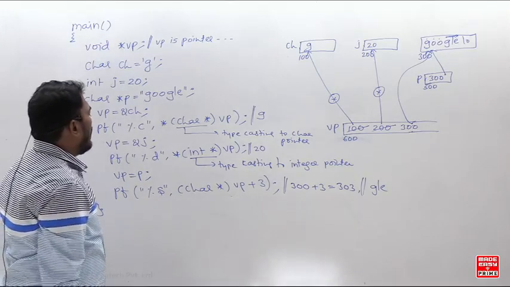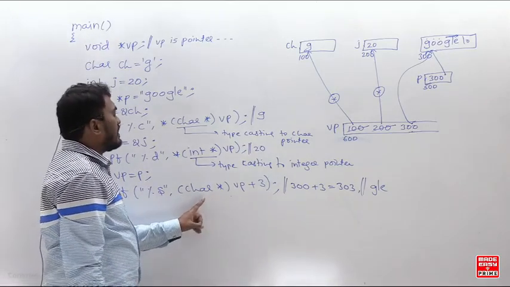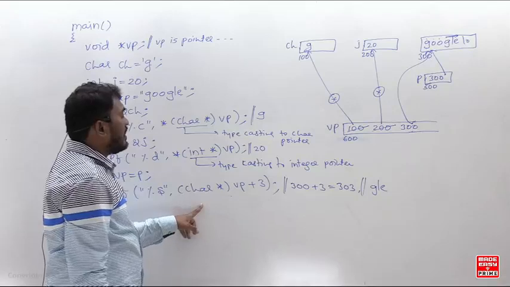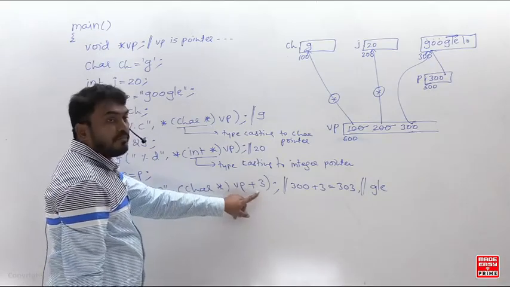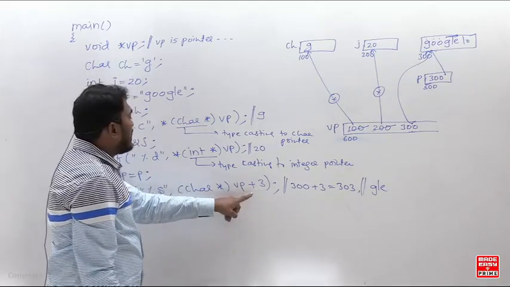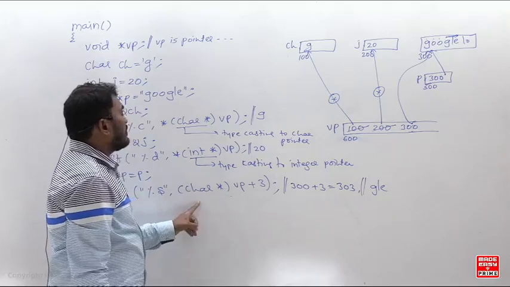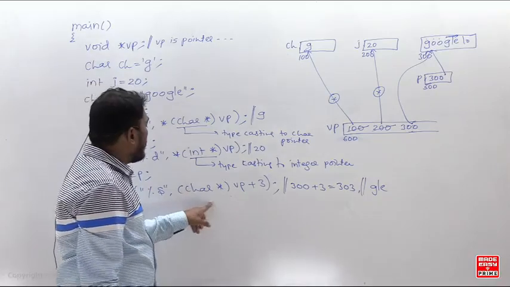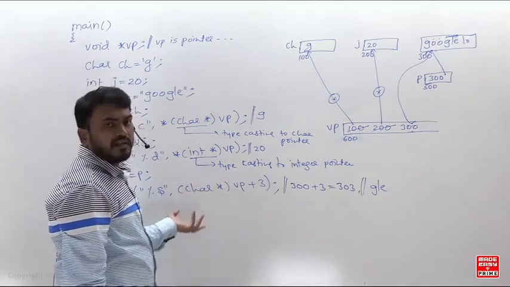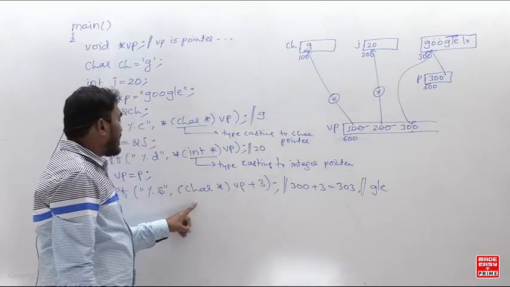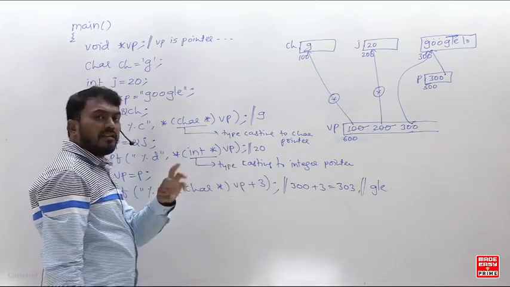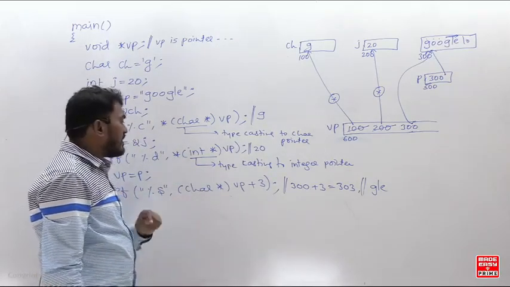Now look here, why are you typecasting to character pointer? Because of how many bytes it should jump when you are incrementing. That clarity will come when you do this typecasting. If you don't do this typecasting, that will give you an error. If you say VP plus 3 without typecasting, there is no clarity on how many bytes to jump, so it will give an error. Is that clear?